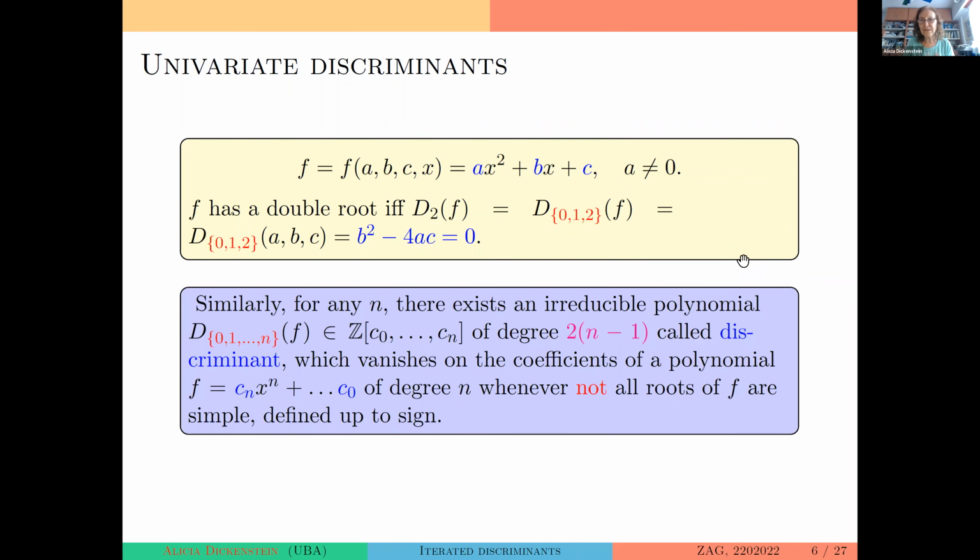And similarly, this is also quite classical. For polynomials of any degree n in one variable, there is an irreducible polynomial in the vector of coefficients of f, c0 to cn, of degree 2n minus 2, which vanishes whenever not all the roots are simple. This means there is a common root of f and its derivative. And it's defined up to sign if we ask that it has content 1.